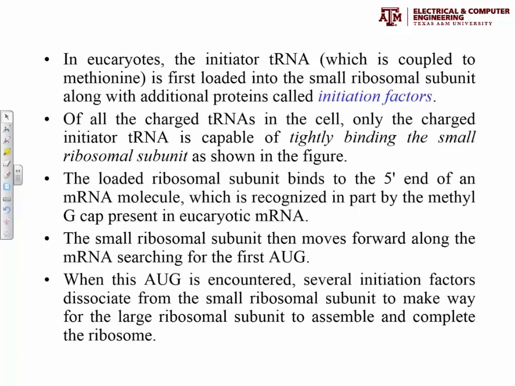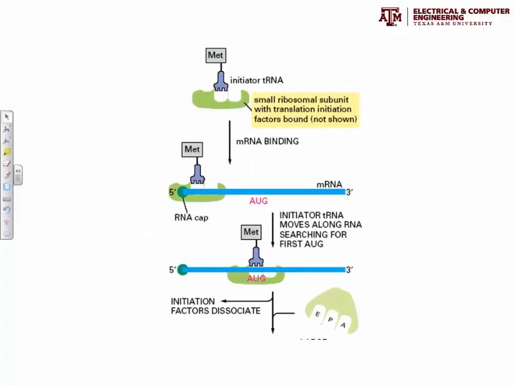So let's talk about eukaryotes, that is, cells with a nucleus. In eukaryotes, the initiator tRNA, which is coupled to methionine, this is the tRNA that is going to get the protein synthesis reaction going, is first loaded into the small ribosomal subunit along with additional proteins which are called initiation factors. Of all the charged tRNAs in the cell, only the charged initiator tRNA is capable of tightly binding the small ribosomal subunit, as shown in the figure on the next slide, right? So this is the situation. This is the initiator tRNA, bound to methionine. This is the one that can get the process of translation started.